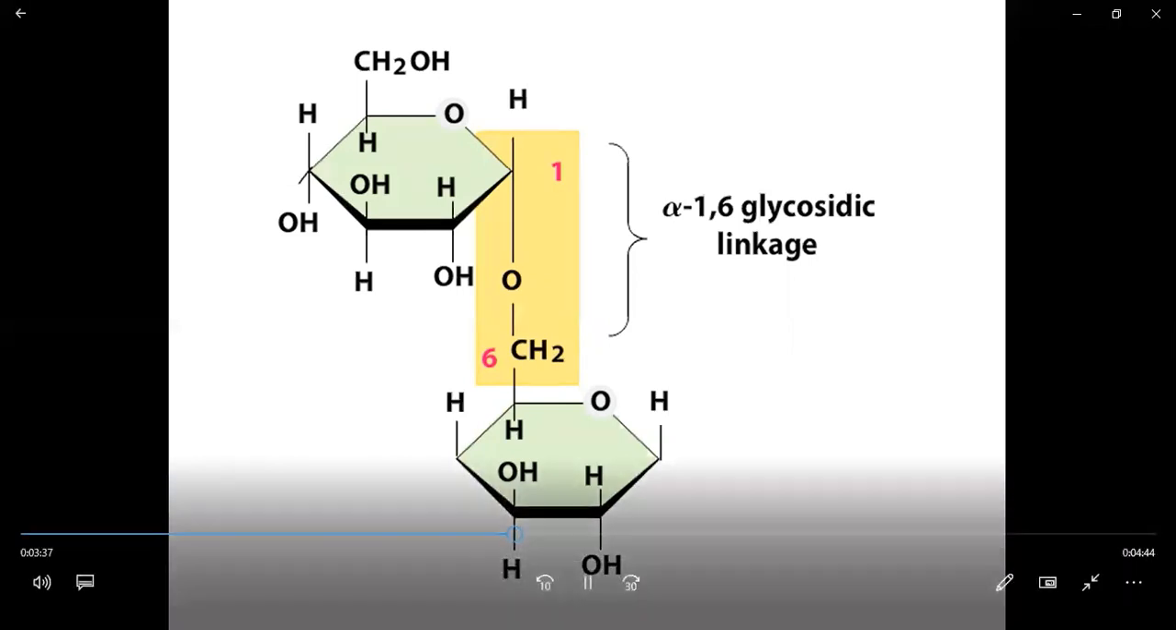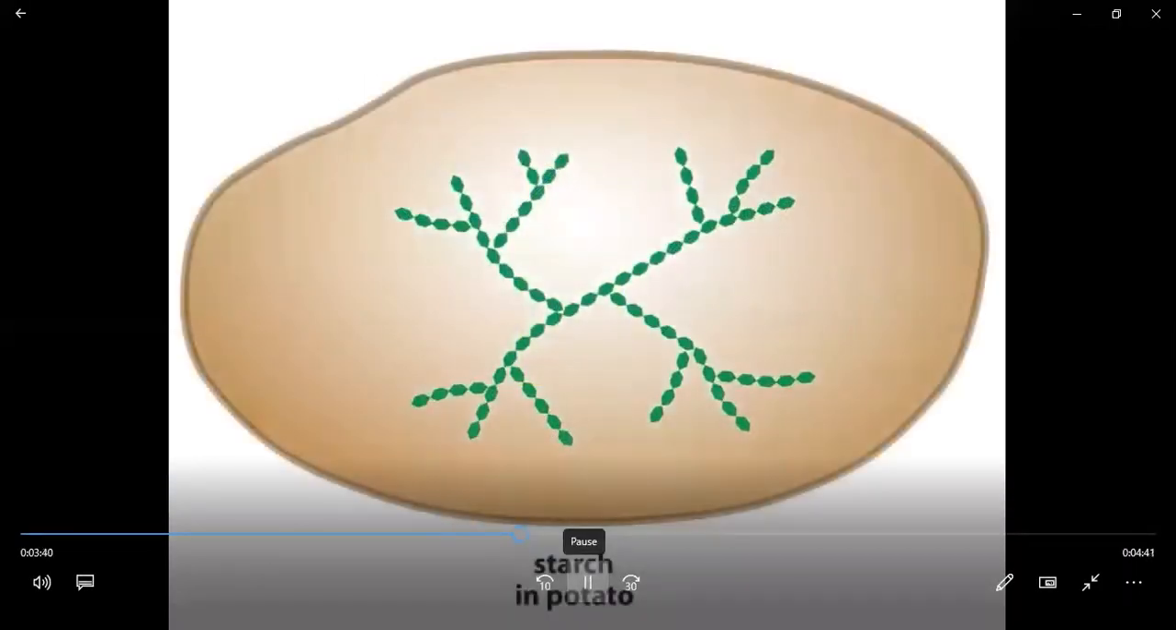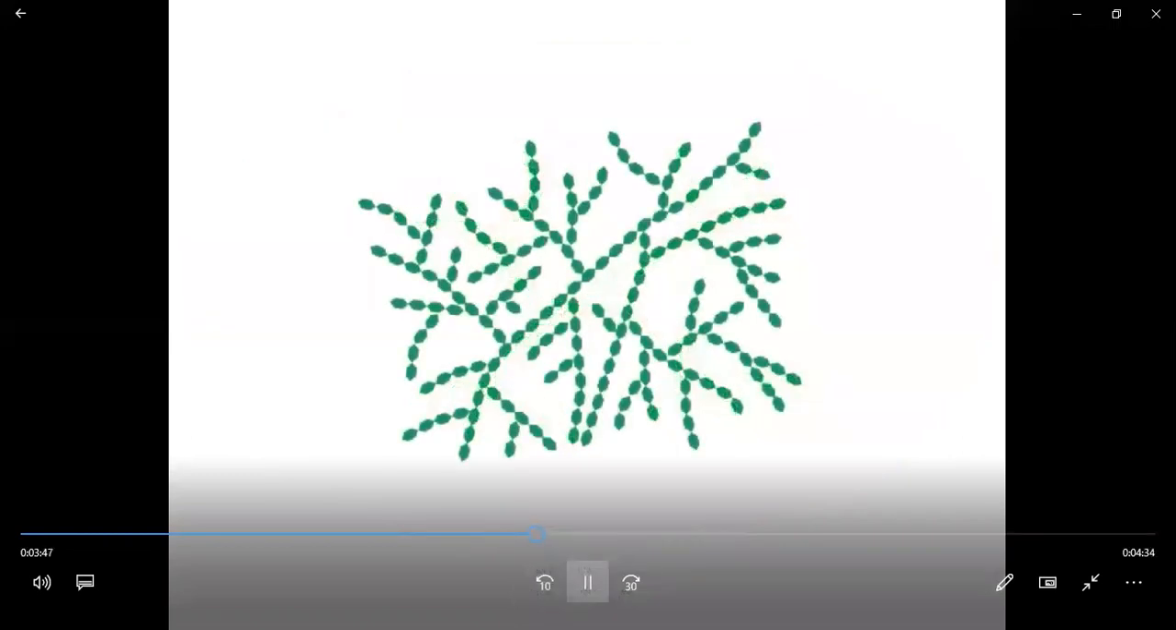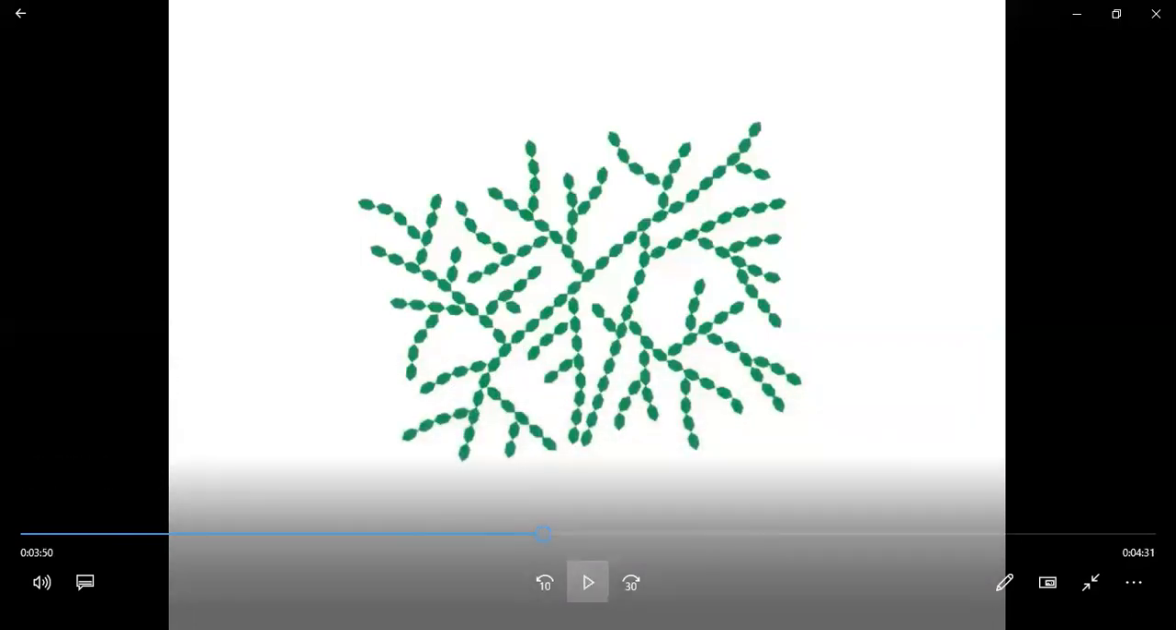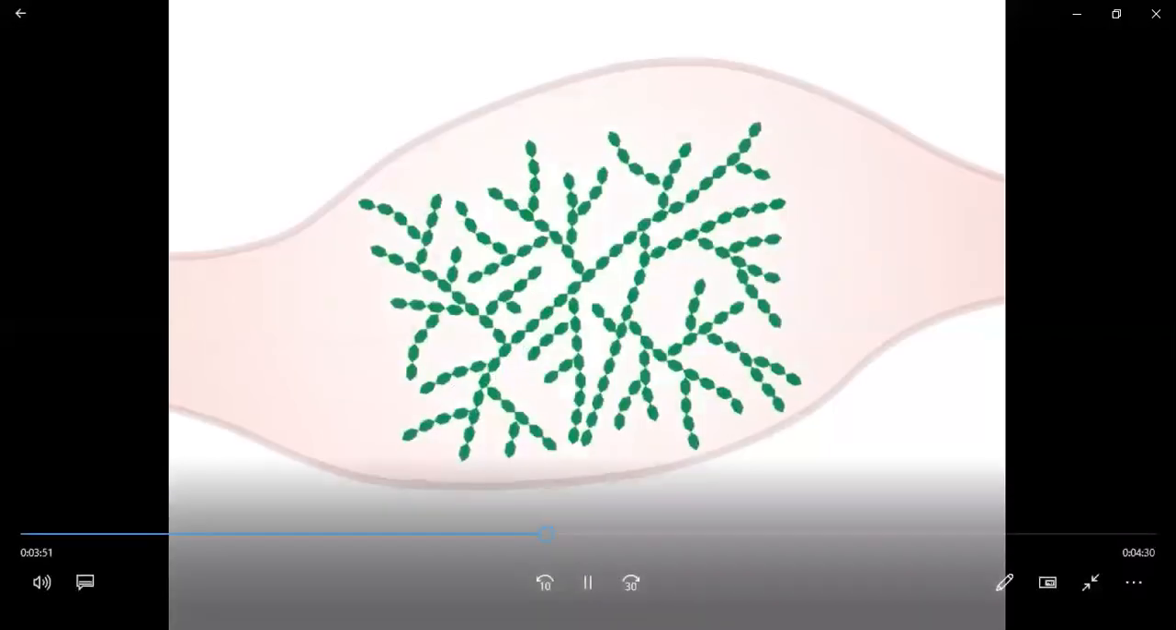Different types of starches are distinguished by the amount of branching. Amylose, or plant starch, is not highly branched. Glycogen, by comparison, is highly branched. This polysaccharide is stored in animals. If we eat a large amount of carbohydrates, we store it in our liver in the form of glycogen, a highly branched polysaccharide, in the liver and muscles.